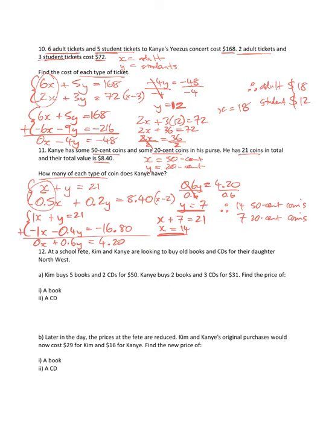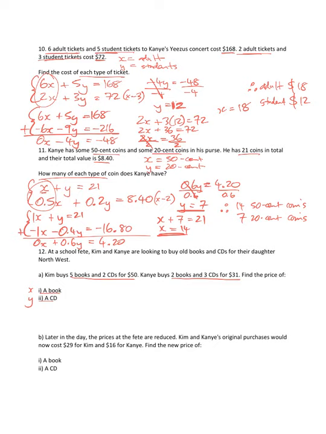Number 12. At a school fete, Kim and Kanye are looking to buy old books and CDs for their daughter, Northwest. That's legit what her name is. Kim buys 5 books and 2 CDs for $50. Kanye buys 2 books and 3 CDs for $31. Find the price of a book, a CD.